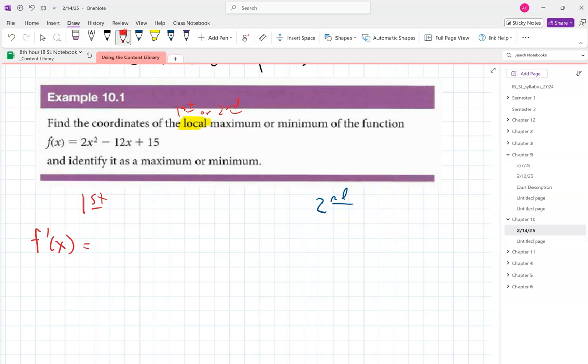You were not ready to take the quiz today. 4x. Someone said 4x. Minus 12. That's it. You could write plus 0 if you want, but you don't need to.